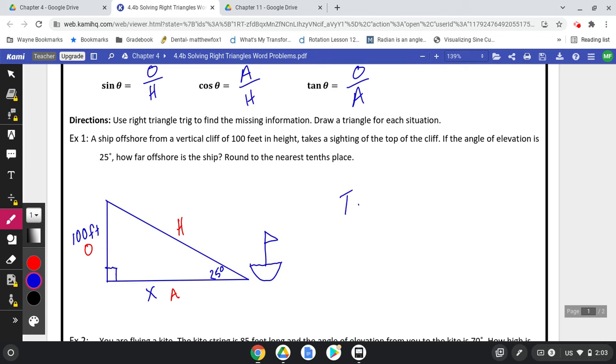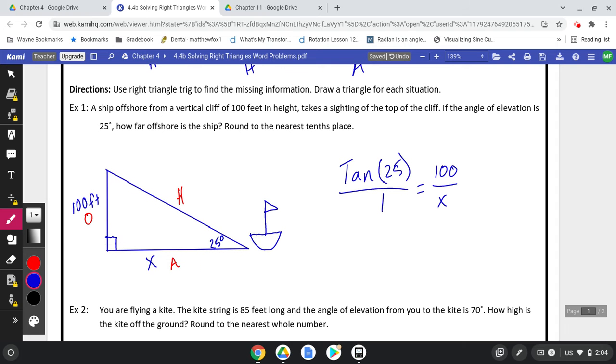It's going to be the tangent of 25 degrees, and that will be equal to, it's TOA, O over A, so 100 over X. Now we can cross multiply. We'll get 100 equals the tangent of 25 times X. We'll need to divide both sides by the tangent of 25. That will cancel on one side, so X will equal 100 divided by the tangent of 25.